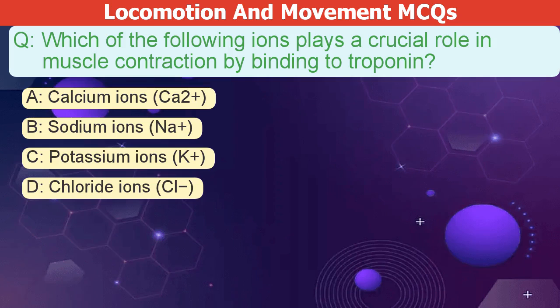Which of the following ions plays a crucial role in muscle contraction by binding to troponin? A. Calcium ions, Ca2+. B. Sodium ions, Na+. C. Potassium ions, K+. D. Chloride ions, Cl-.